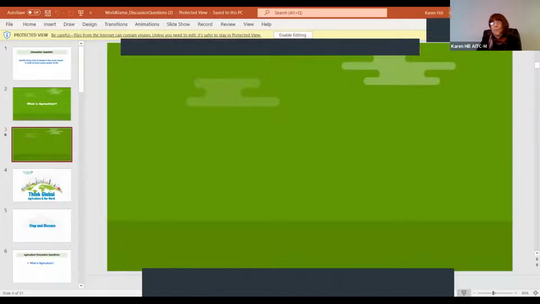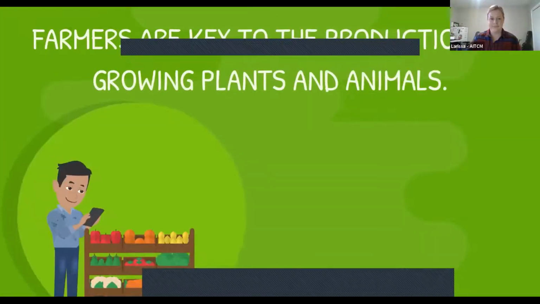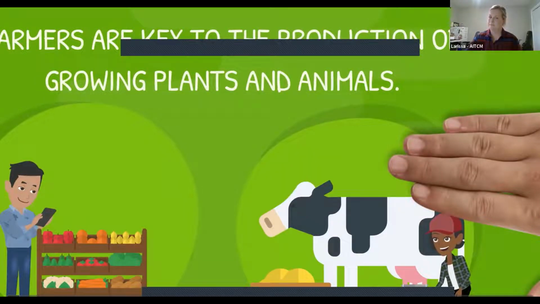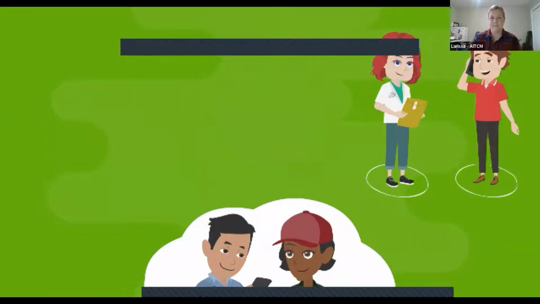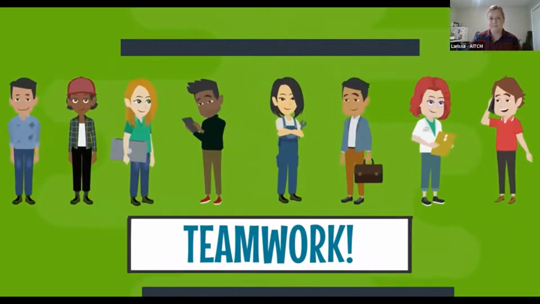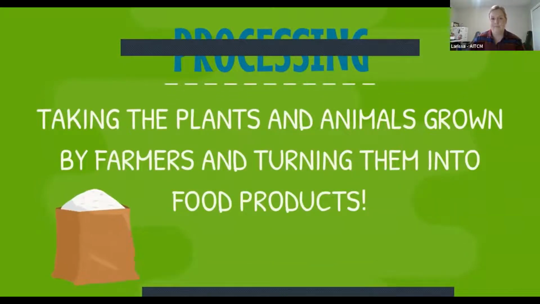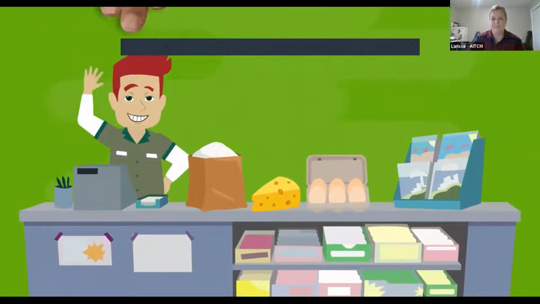What do you think of when you hear the word agriculture? Do you think of farmers? Farmers are key to the production of growing plants and animals. Farmers rely on many others like fertilizer and seed salespersons, livestock nutrition specialists, bankers, farm equipment technicians, app developers, and agronomists in order to be successful. Agriculture also includes all of the people who work in processing, or taking the plants and animals grown by farmers and turning them into food products. And then there's the retail sector, which includes all those people who work at stores selling you the consumer food products.